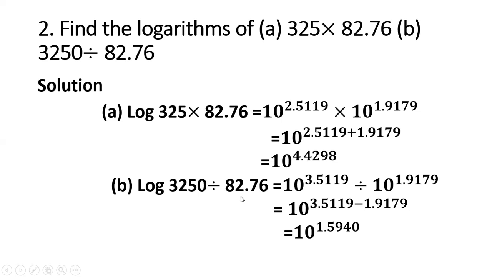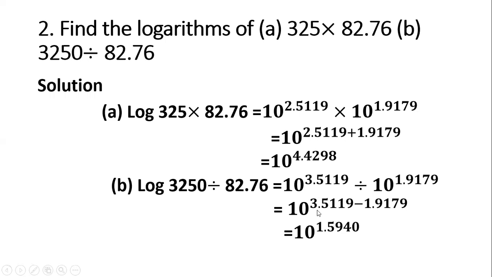So 3,000. That's why the integer has changed to 3, just to use the similar value that we have already determined. And the logarithm now of 3,250 will now be what? 10 raised to the power 3.5119, then divided by the logarithm of 82.76, which is 10 raised to the power 1.9179. So the division law of indices, law 2, since we are going to subtract the index, subtracting the power.